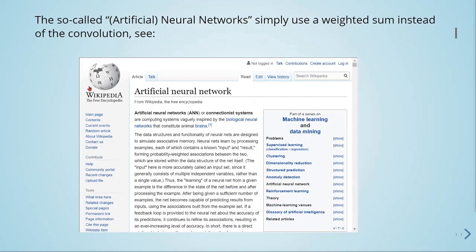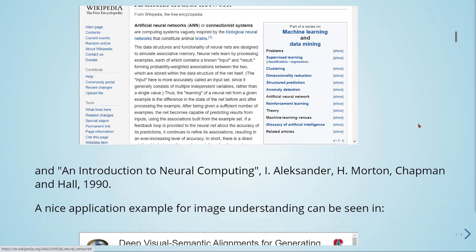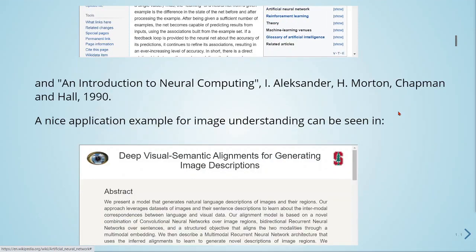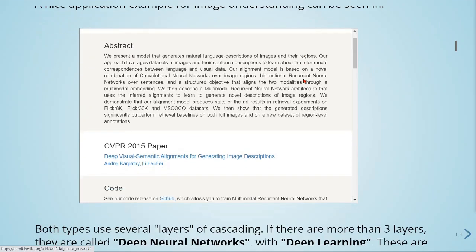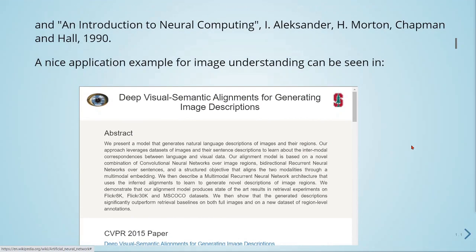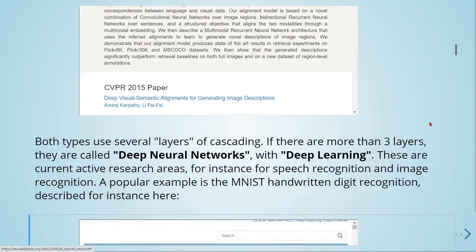You can read more about artificial neural networks on Wikipedia, and also in the book An Introduction to Neural Computing. Just an example of an application: you can take a look at this work from Stanford. It's a nice application for image understanding.